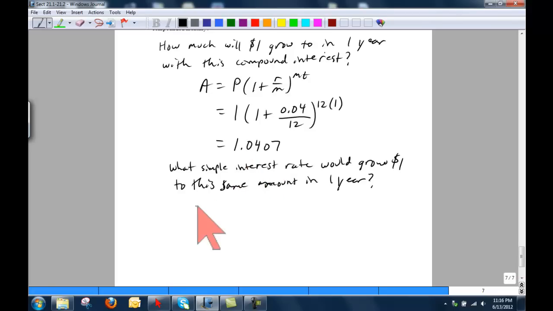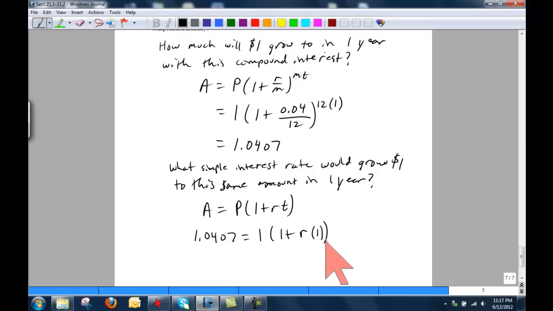Well, this is a simple interest problem, and so I'll go back to my simple interest formula that looked like this. And how much do I want to end up with? Same thing as I made with the compound interest. A is the 1.0407. How much am I investing? Still $1. What's the interest rate? That's what I'm trying to find, R. And what's the investment period? 1 year.